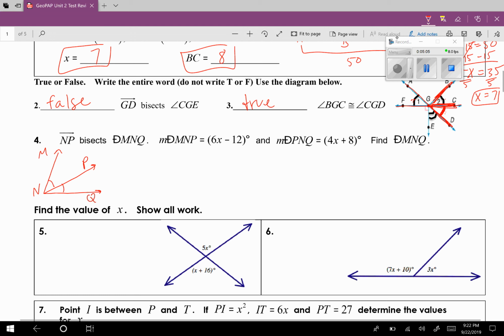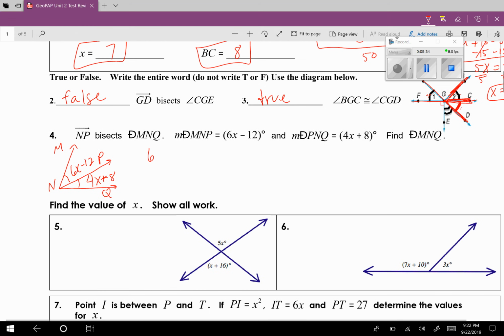Now it says the measure of angle MNP, so right here, that's 6x minus 12. And then it says the measure of angle PNQ, so that's the other half, is 4x plus 8. And they want us to find the measure of angle MNQ, so the whole big thing. So in order to find the measure of the whole big thing, I have to find x. So I have to set those equal because I know that this ray is bisecting them. So I know that 6x minus 12 is equal to 4x plus 8.